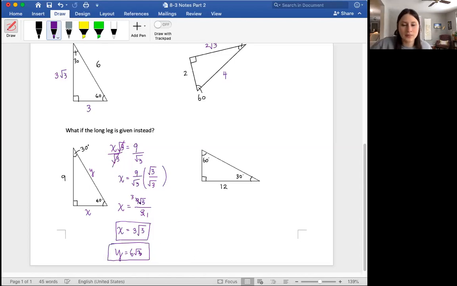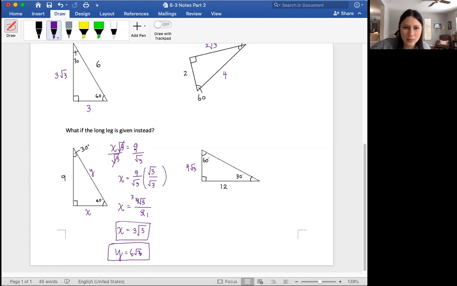Okay, so do you notice something? Previously with the 45, 45, 90, we saw that if we were given the hypotenuse, the side would be half of it times square root of 2, whereas in this case, it's dividing it by 3 and then multiplying it by square root of 3. So the idea would be that the short leg would be 12 divided by 3, which would be 4, times square root of 3. And then once you find the short leg, you can easily find the long leg.